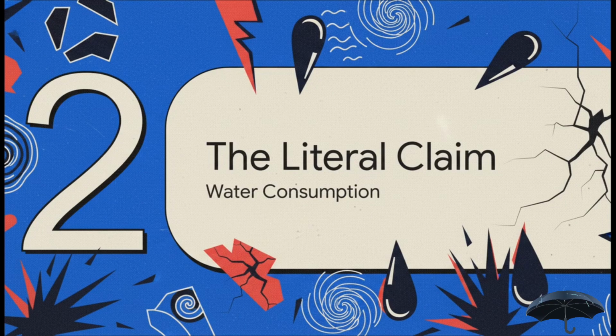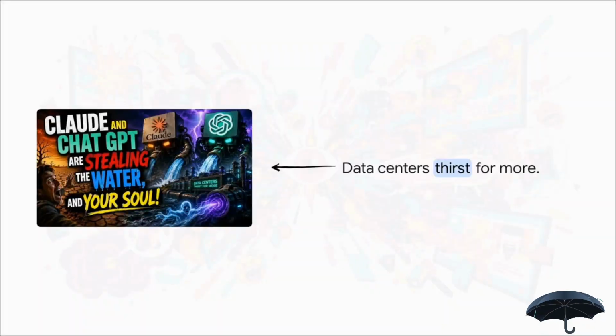That brings us to section 2, the literal claim, focusing on water. Now, what's really interesting about this slide is if we zoom in on the industrial complex, you'll notice this specific detail right here. A glowing neon sign that explicitly reads, "Data centers thirst for more." This is exactly where the sensationalized image anchors itself to a real-world literal claim. It's actually calling out the physical resource consumption of massive computing facilities. So it takes this highly abstract tech concept and forcefully grounds it in a very real industrial reality.